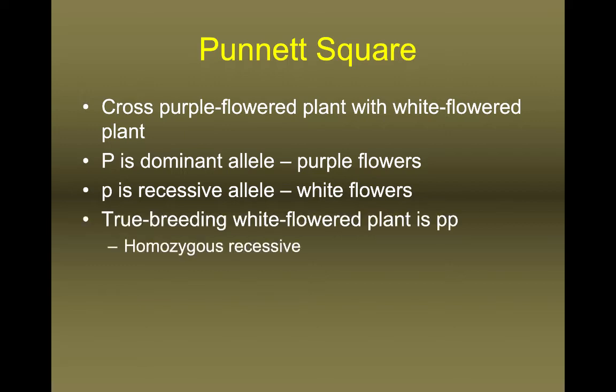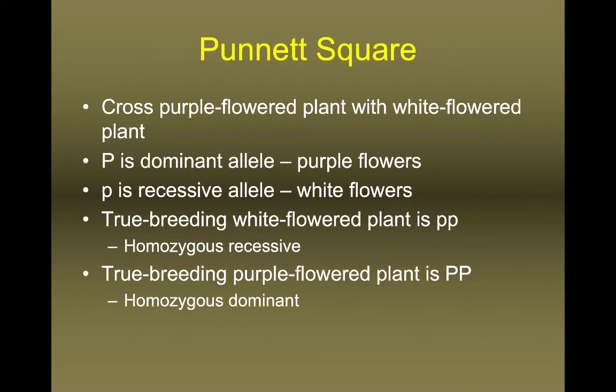So the true breeding white flower plant is little p, homozygous recessive. True breeding purple is big P, homozygous dominant. We cross those together and 100% of the offspring are going to be heterozygous. If we think about this diploid cell, some of the gametes produced from this cell would carry this little p, and some would carry the other little p. But no matter how you slice it, every single gamete from this individual white flower plant is going to carry a little p. All of them have to have a little p.